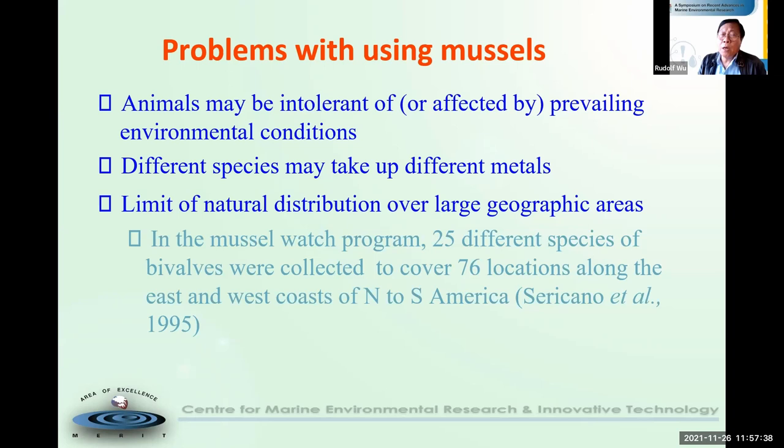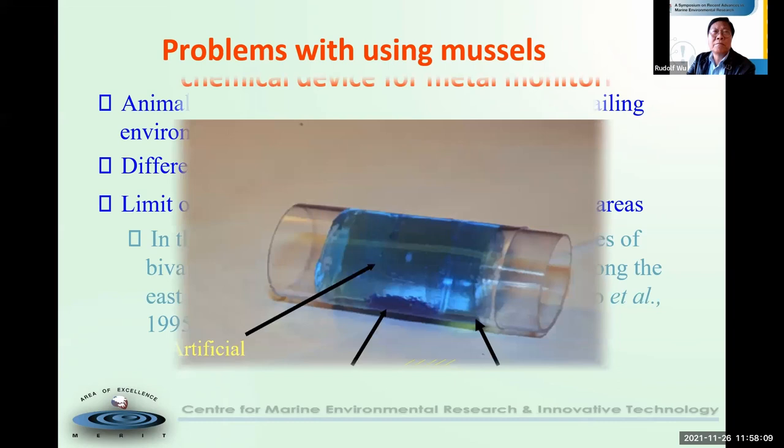In the Mussel Watch program, the Americans used 25 different species of bivalve from over 76 locations along the East Coast and the West Coast. So how do you compare the metal concentration and the toxic organic concentration in these 25 different species? It's not comparable because the reproductive season is different, the susceptibility to environmental factors is different. So they've been spending 30 or 40 years doing that and end up without much result.